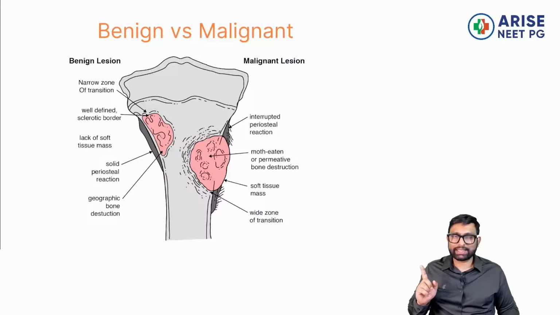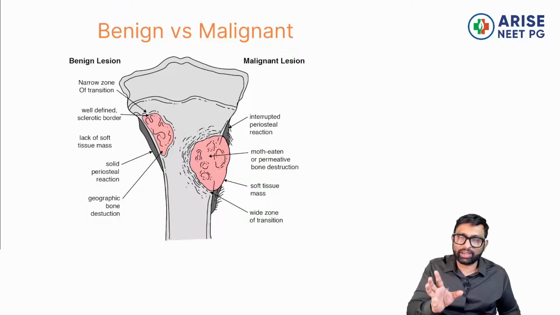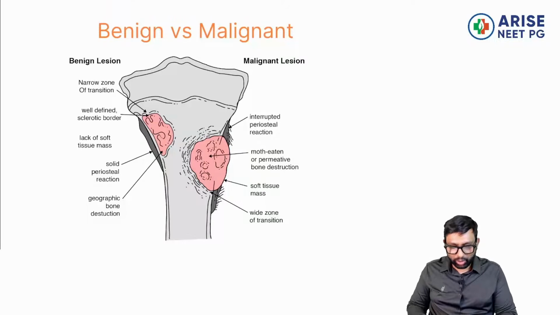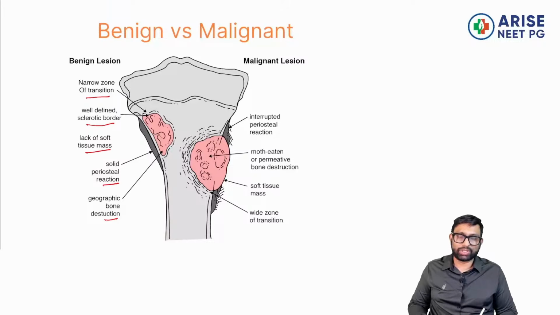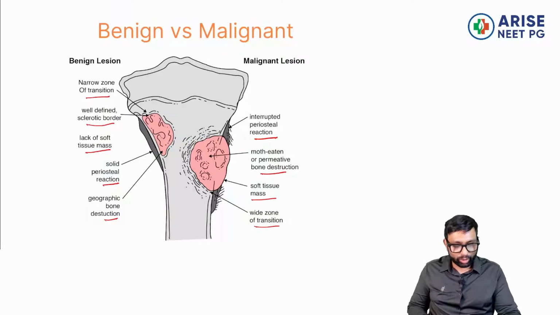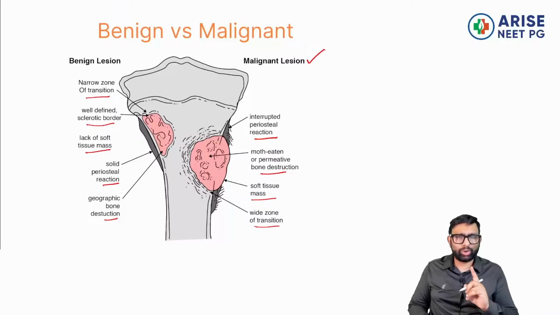So in that x-ray, was it looking like a benign or a malignant lesion? See, in benign lesions, you have a narrow zone of transition, well-defined sclerotic border, lack of soft tissue, a solid periosteal reaction, and geographic bone destruction. In a malignant lesion, you have interrupted periosteal reaction like sun ray appearance, lamellated appearance. You have significant bone destruction, lot of soft tissue mass, and a wide zone of transition. So in our x-ray, it looked like a malignant lesion. Do you agree? Okay. If you still have doubts, let's go further.